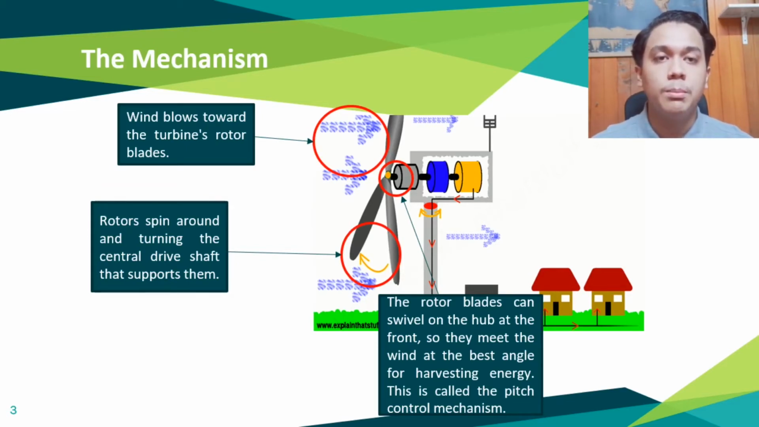This is called the pitch control mechanism. On big turbines, small electric motors or hydraulic rams swivel the blades back and forth under precise electronic control. On smaller turbines, the pitch control is often completely mechanical. However, many turbines have fixed rotors and no pitch control at all.